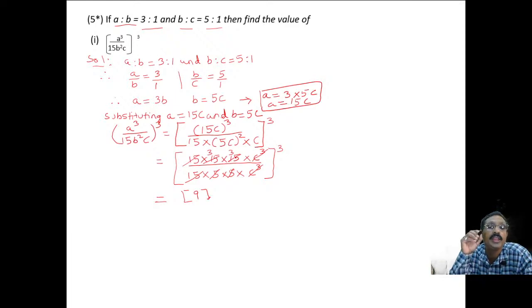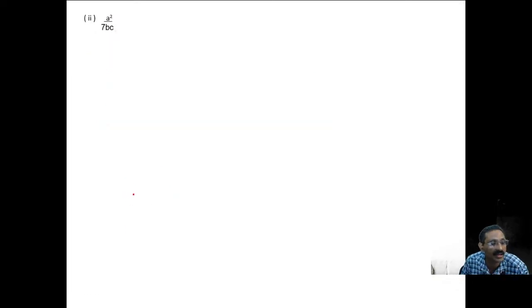If you check very carefully, what we are getting is 15 into 15 into 15. And after cancellation, 15 ones are 15. And what we are getting over here, we can write the answer of this. Now based on this, we will move to the second one.